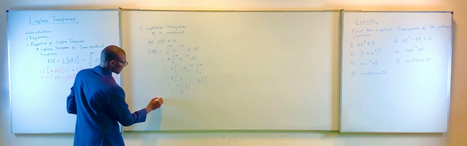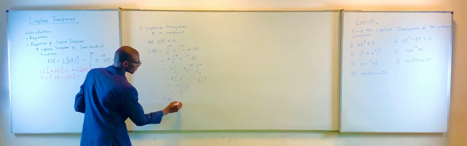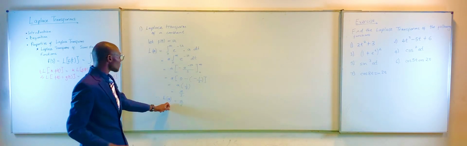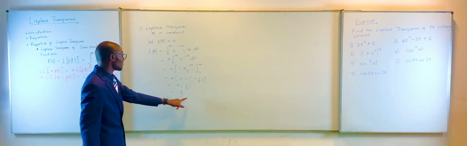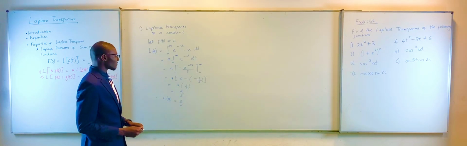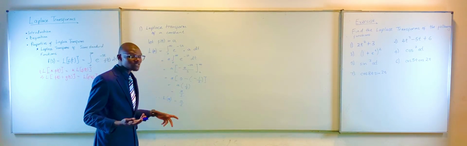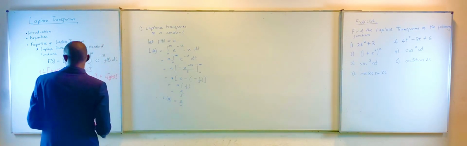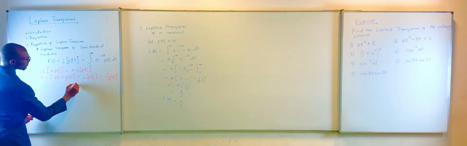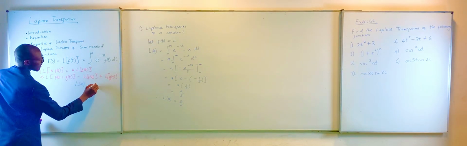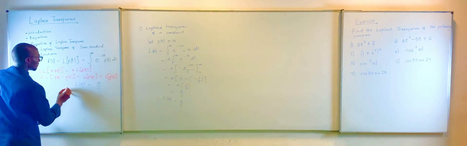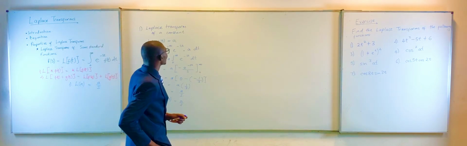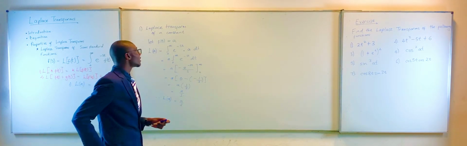So basically, the Laplace transform of a constant is simply equal to a over s. So if we have a as 1, that will simply be 1 over s. If we've got a as 5, the Laplace transform of 5 will simply be 5 over s. So we can put this down as a general result that the Laplace transform of the constant a is simply equal to a over s. Right, this is 1.